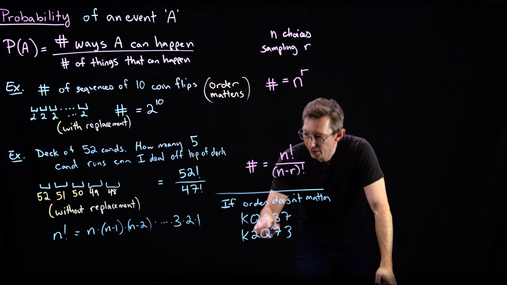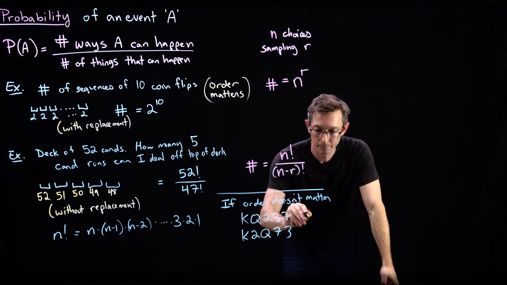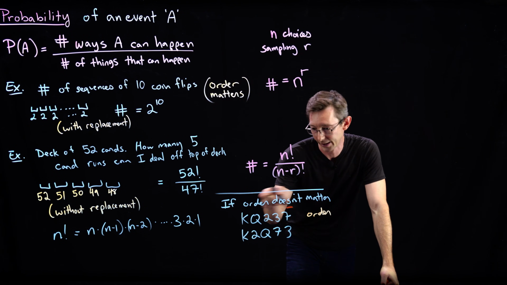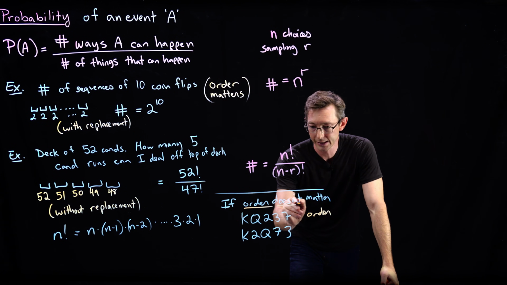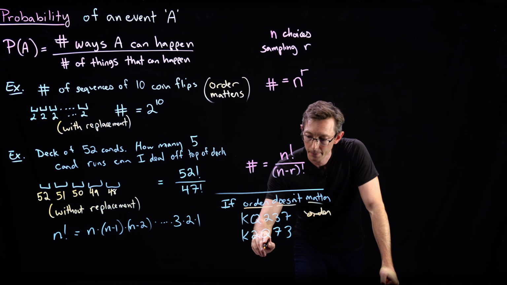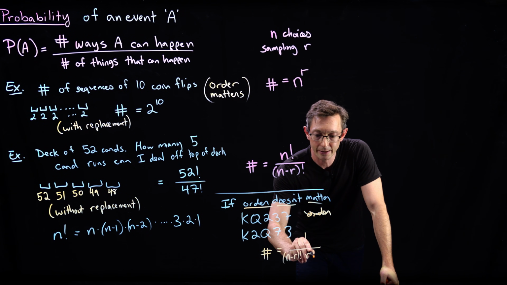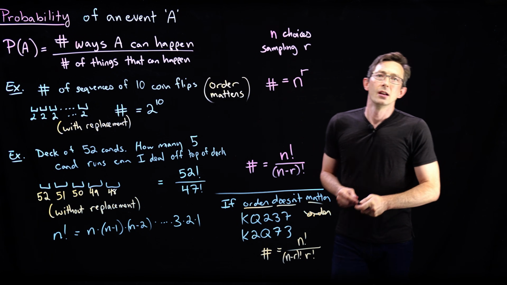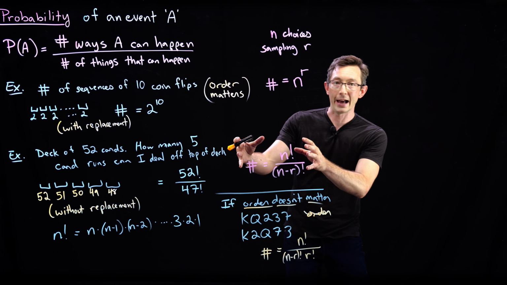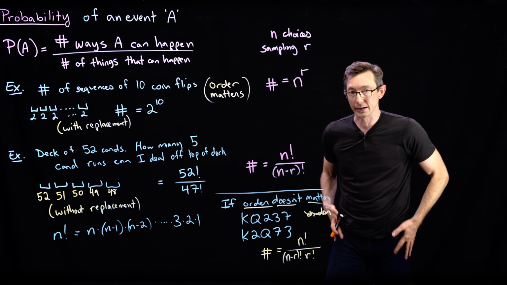So this is when order doesn't matter. If order doesn't matter, then I take this number, which is n factorial divided by n minus r factorial, and I divide it by another r factorial. So the difference between order mattering and order not mattering is dividing by this r factorial.